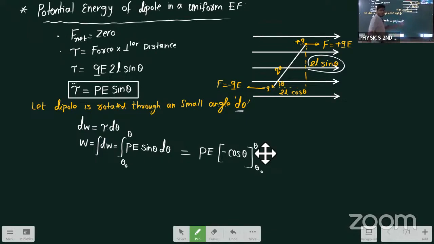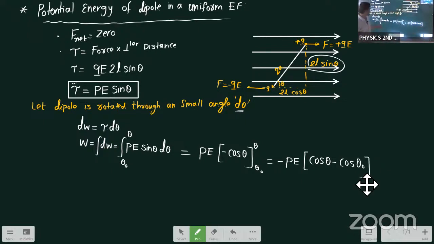You can take theta 1 to theta 2 or theta naught to theta, your wish. So this will become minus PE of cos theta minus cos theta naught. So this is the work done in rotating an electric dipole from position theta naught to theta in a uniform electric field. Whenever we are placing an electric dipole in a uniform electric field, and rotating the dipole from some angle theta naught to theta, this is the amount of work I am supposed to do.